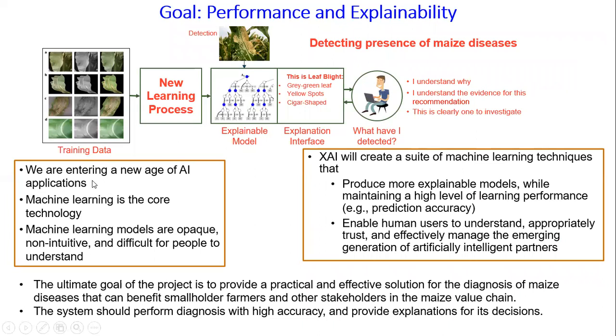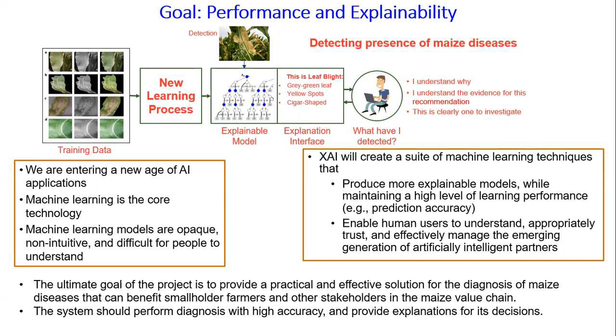Now here, we should know that we are entering a new age of artificial intelligence, and machine learning is becoming more and more useful. Many people are using it, and for example, here we are presenting it to the agricultural sector. But we should know that machine learning algorithms are opaque, they're non-intuitive. Opaque means that people don't know how they operate, they don't know how the neurons work. They're non-intuitive, meaning that people don't actually understand them. They don't know how they come up with conclusions.